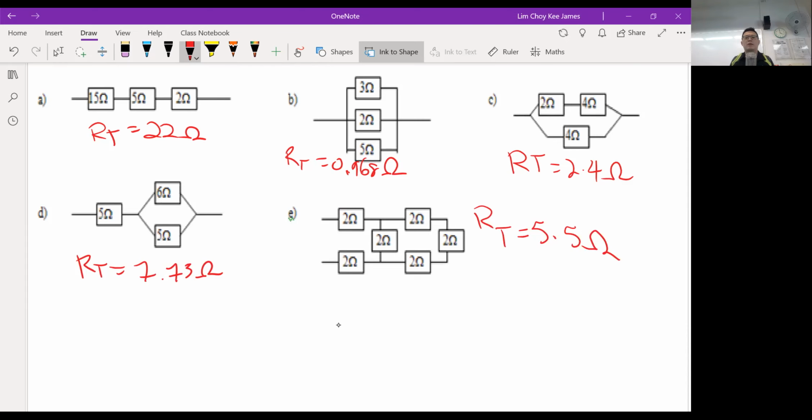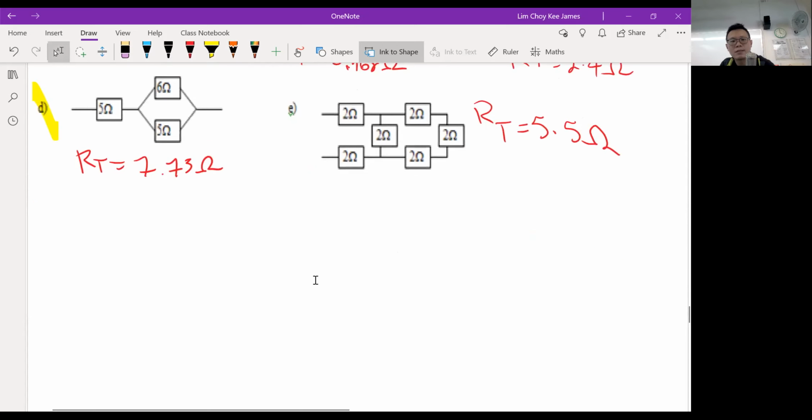Now, I would say that most of you should be familiar with part A, part B, and part D. Part A and part B are the generic, most common series and parallel circuits. Part D, I would say you should be okay because we have been dealing with it in the previous example, so it will be the same. So I will focus my attention on part C and part E.